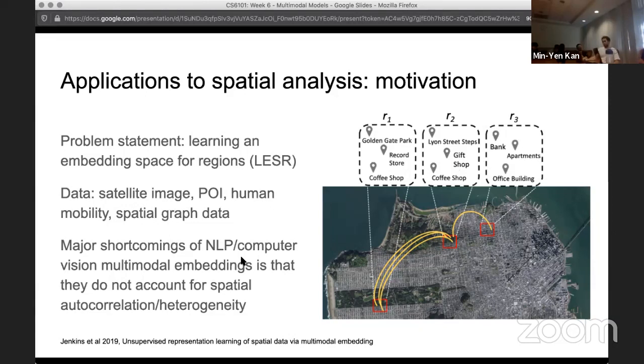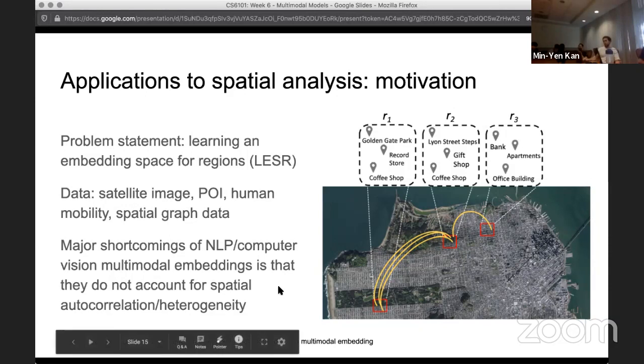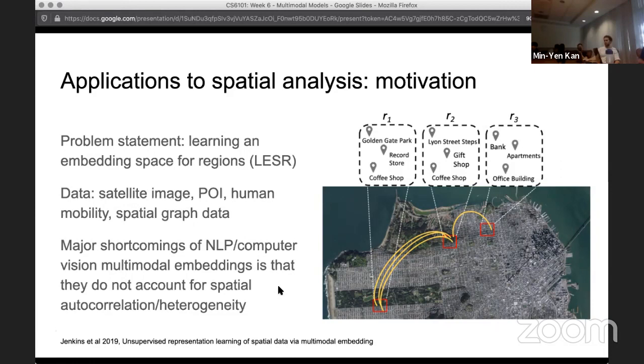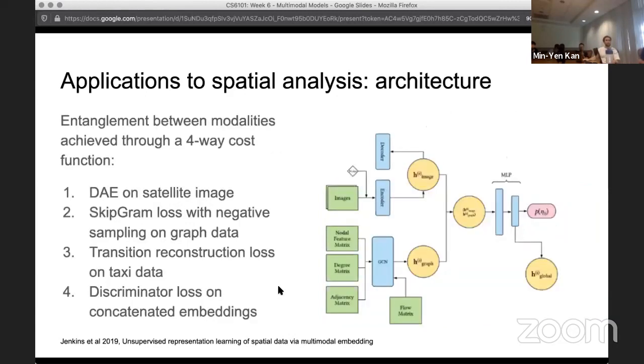So that's why they use the multimodal approach for learning an embedding space. And a criticism that they make is that traditional computer vision algorithms don't take into account the spatial autocorrelation that exists in geographical space. The idea is that close things in space are similar, but closer things are even more similar.